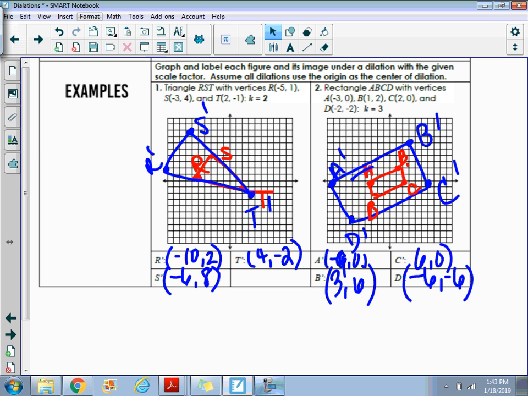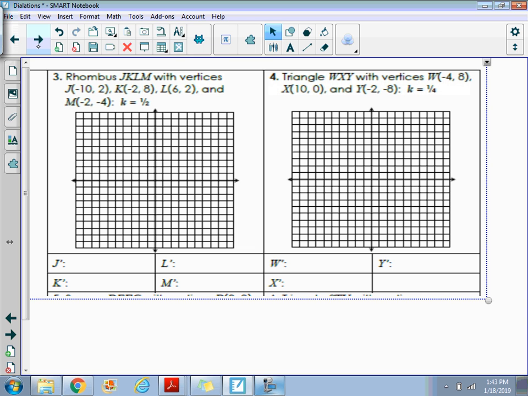Alright, fix it up. Yeah, you should be multiplying everything by 3. So the blue rectangle is going to be triple the size of the red rectangle. Questions? Alright, so what happens if I go the other direction? What's going to happen in number 3?